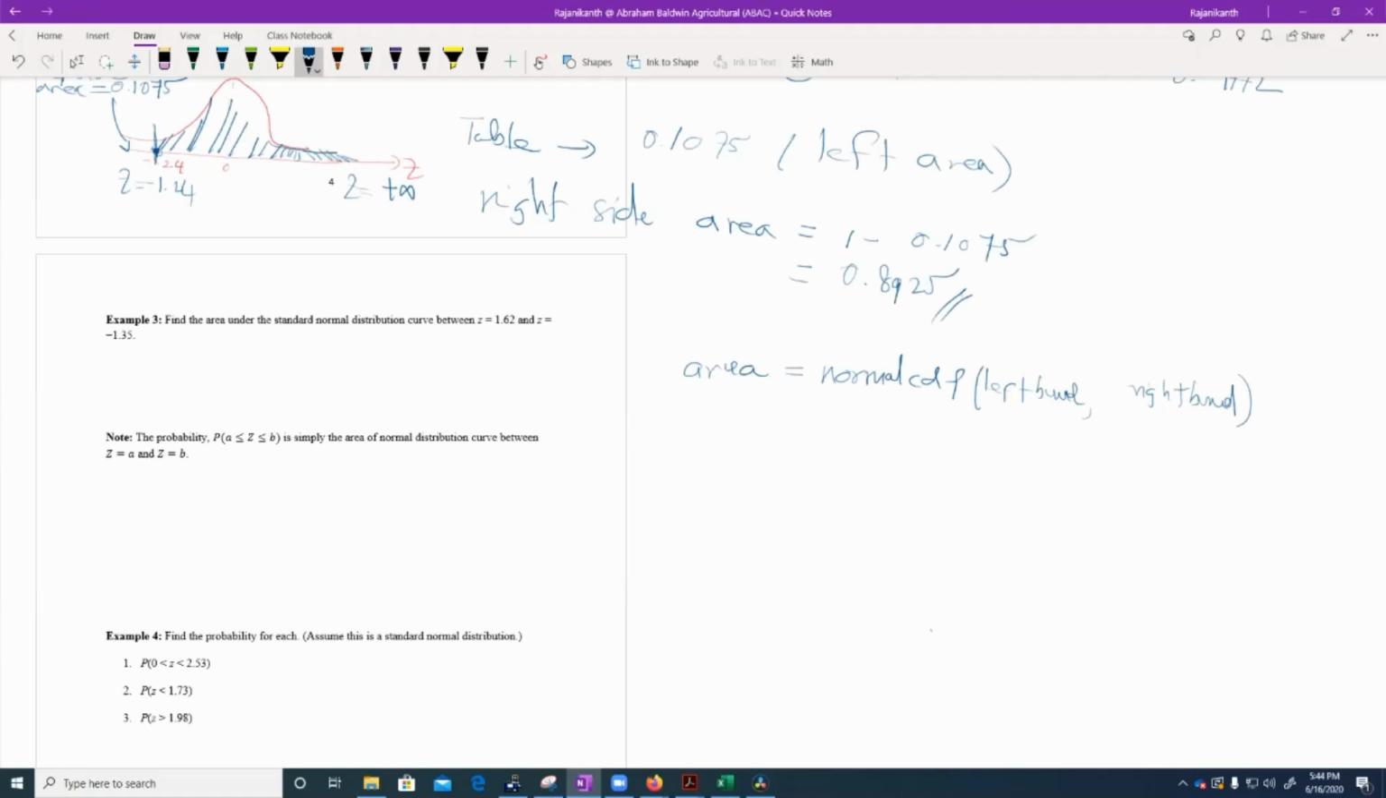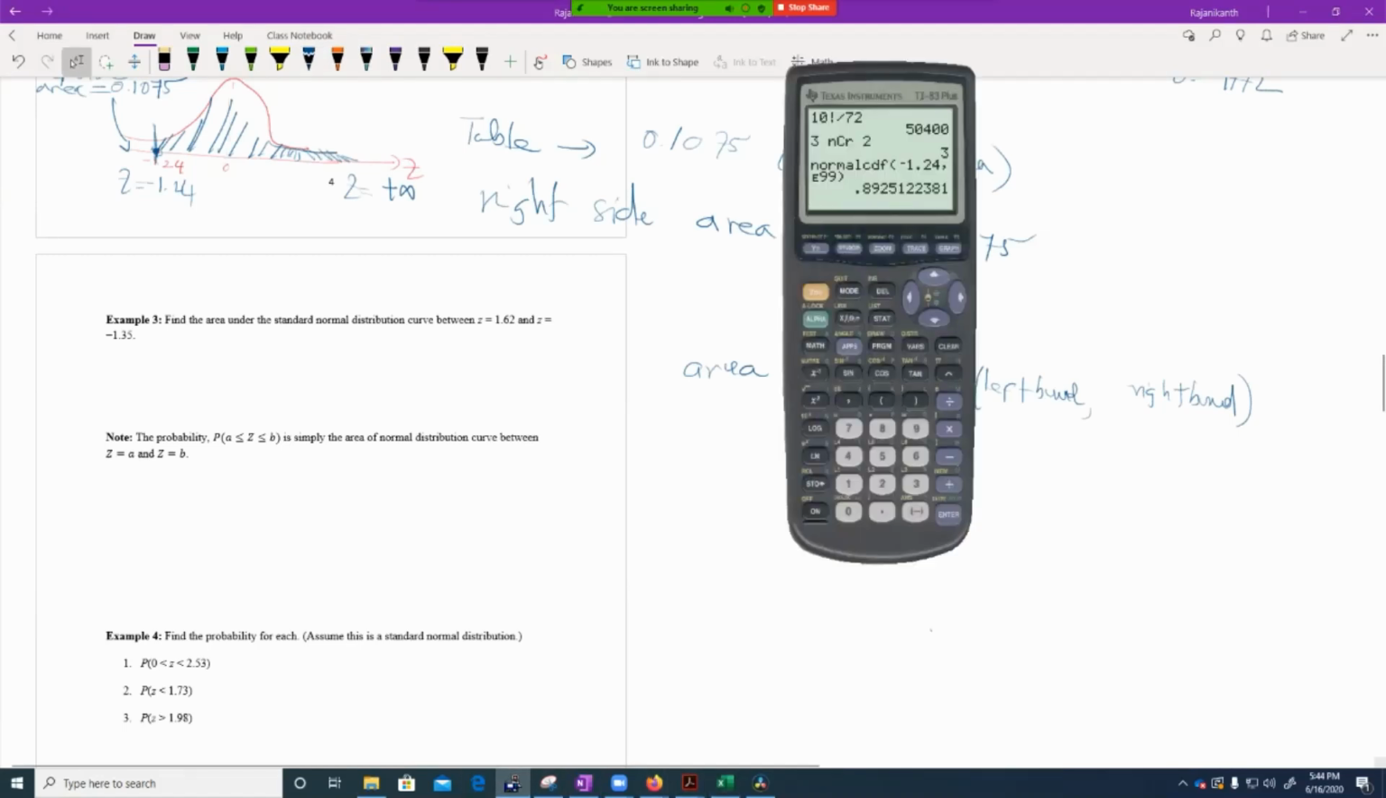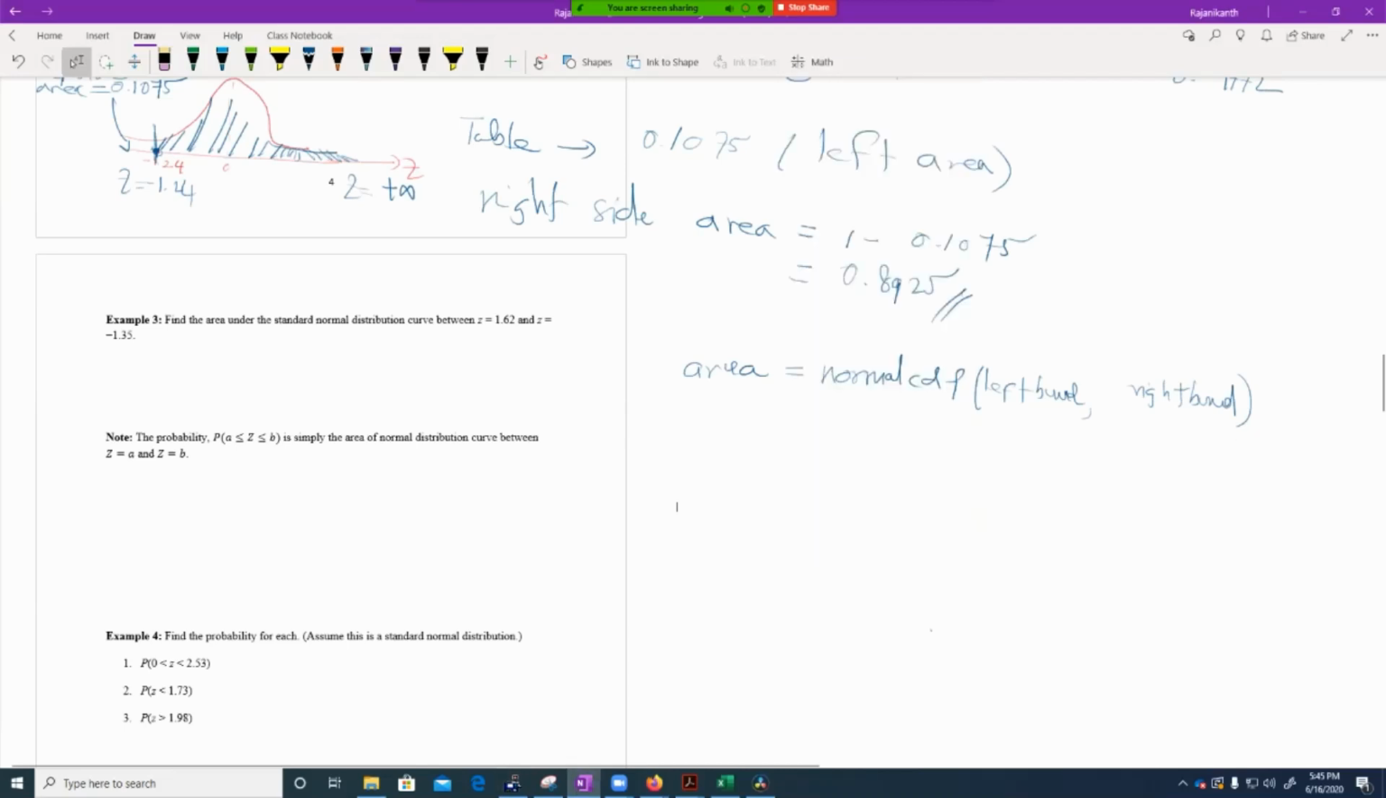So let's look at how to find the area for this example 2. I'm showing you how to find this function. Go to the calculator and follow these steps. Press the second button with the VAR button. Then choose number 2. Number 2 is nothing but normal CDF.